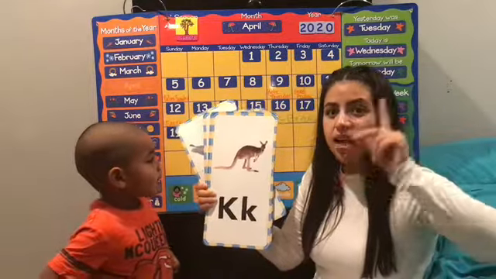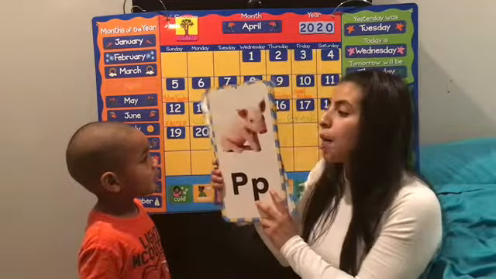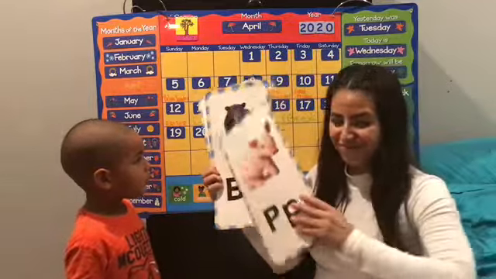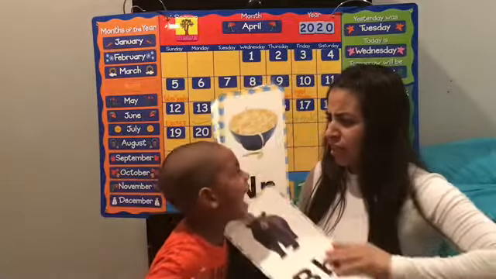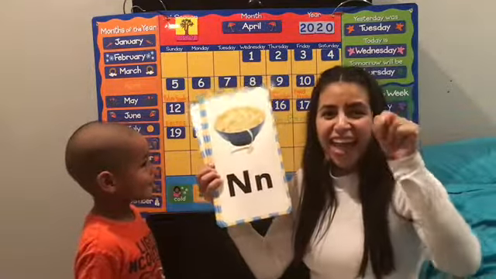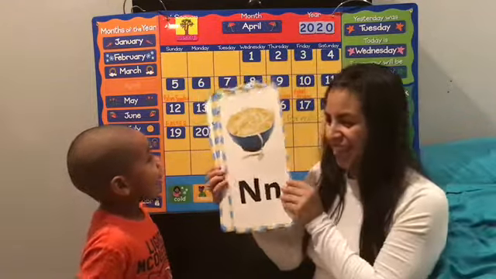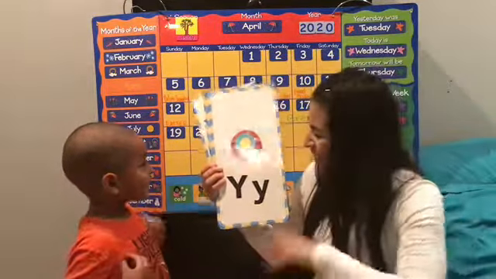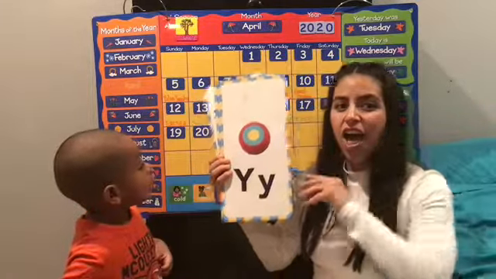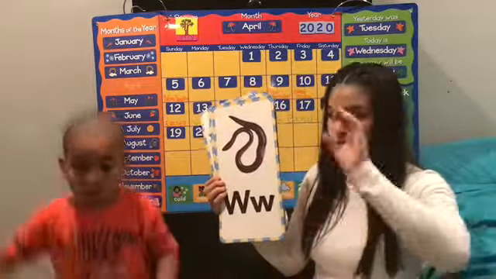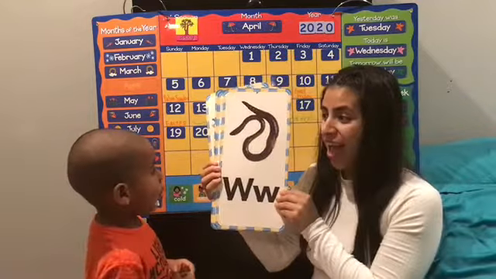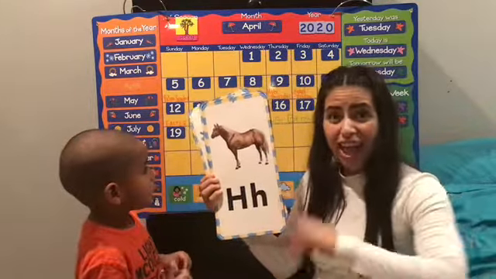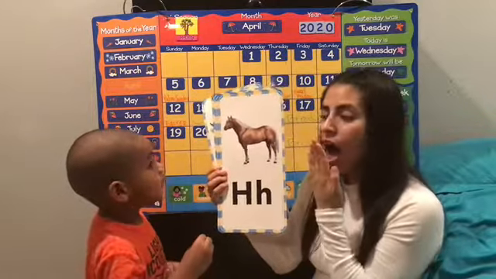P says, pig. B says, bear. Wow! You're a scary bear. N says, noodles. Yeah. I like noodles. W says, worm. Ooh, I like worms. H says, they're in the dirt.